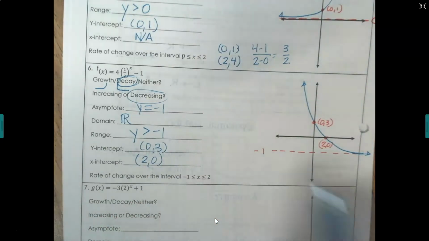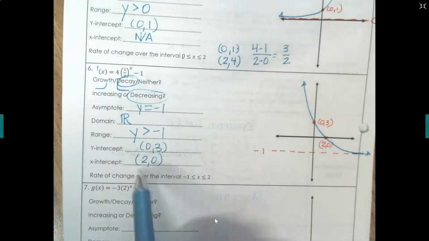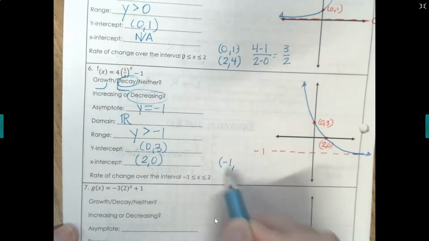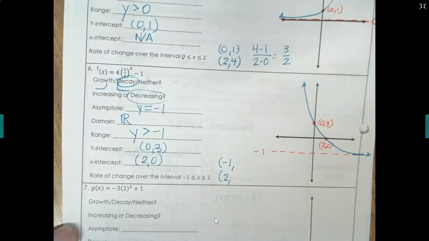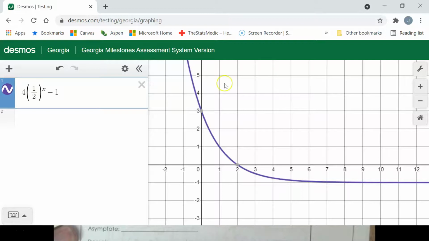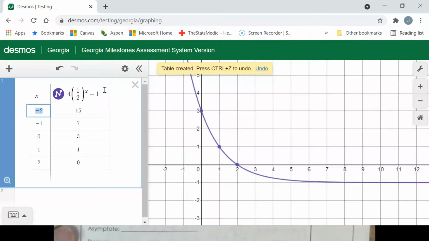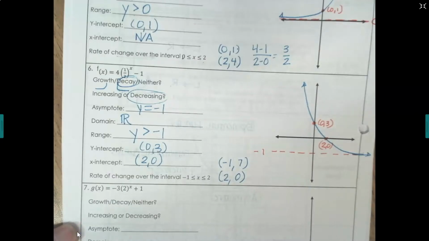Okay, so most of that, doing our quick sketch, we were able to answer a bunch of the questions like this. Now our rate of change, remember I'm looking for 2 points, one where x is -1 and one where x is 2. So let's pull back up our Desmos, go to the settings wheel and pick the table of values. And if x is -1, the y value there is 7. And if x is 2, the y value there is 0. And that gives us our 2 points.